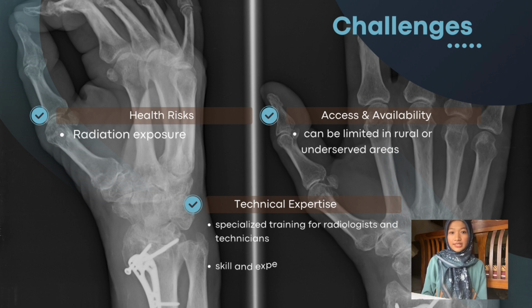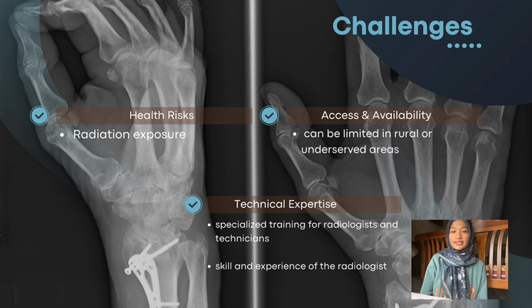First, health risks. While X-ray machines are useful for diagnosis, they use radiation, which can be harmful if not managed carefully. Exposure to too much radiation over time can increase the risk of health problems like cancer. To keep patients safe, healthcare providers follow strict safety rules like limiting exposure time and using protective shields. It's especially important to be cautious with pregnant women and children because they are more sensitive to radiation.